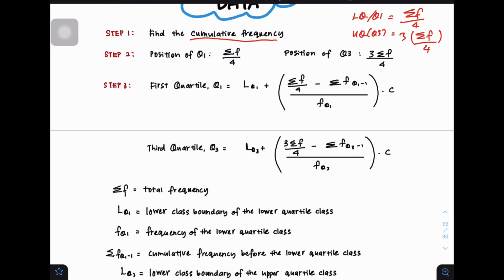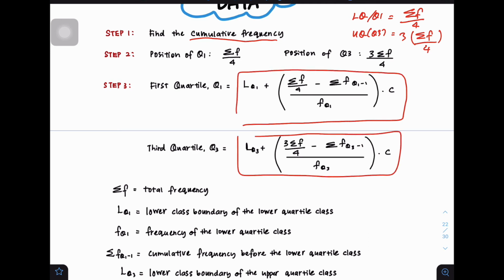Okay, so bila kita dah dapat position, barulah kita boleh cari apa dia value untuk kita punya first quartile dan third quartile dengan menggunakan formula. So ini adalah formula dia. Sekejap lagi kita akan tengok macam mana nak guna formula. So why you need to know the position of Q3 and Q1 if you are finding the value of quartile by using the formula? Because you kena tahu which one is the quartile class. Okay, ingat tak kita sebelum ni kita cari position median dan mode untuk kita tahu yang mana satu median class dan modal class. So untuk quartile pun sama.